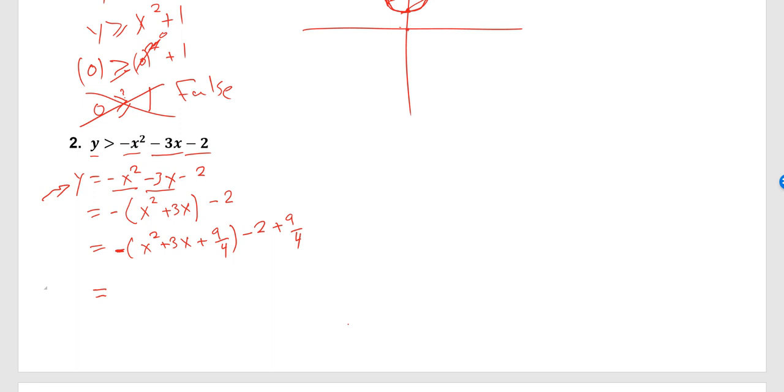which is going to give us minus x plus 3/2. So the square root of x squared is x. The square root of 9/4 is 3/2, all squared. Minus 2 is minus 8/4, so minus 8/4 plus 9/4 is plus 1/4. Okay, so this is my standard form.